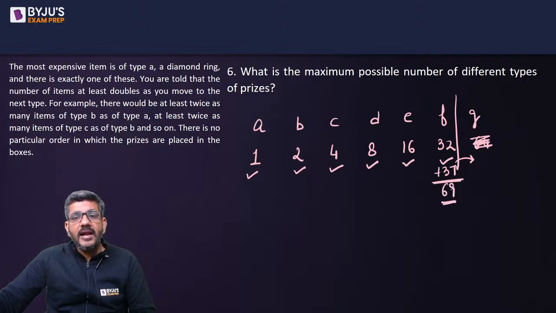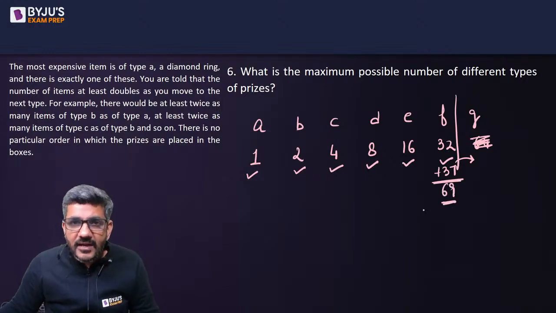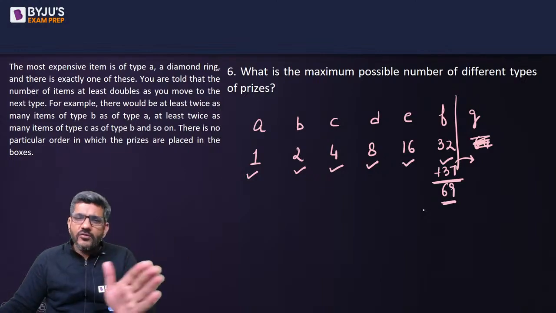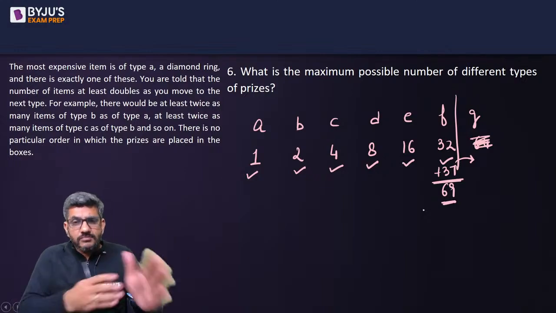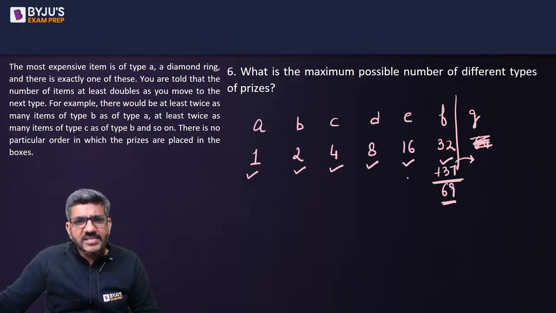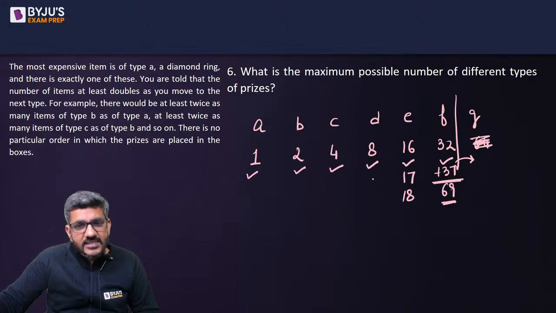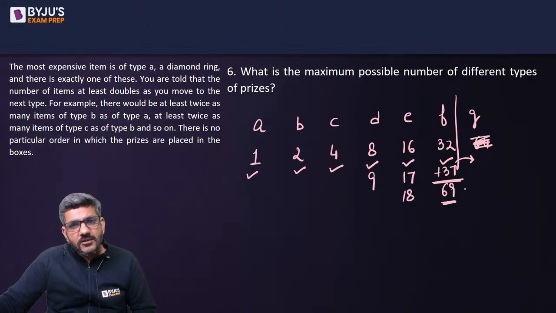So that means I can take 69 articles of type F and 1, 2, 4, 8, 16 of A, B, C, D. Of course और भी नंबर्स हो सकते हैं. मैं 16 की बजाय 17 ले सकता हूं, इसको 68 लेके. 18 ले सकता हूं, इसको 67 लेके. मैं 8 की जगह 9 ले सकता हूं, इसको 18 ले सकता हूं, थोड़ा सा और कम हो जाएगा.